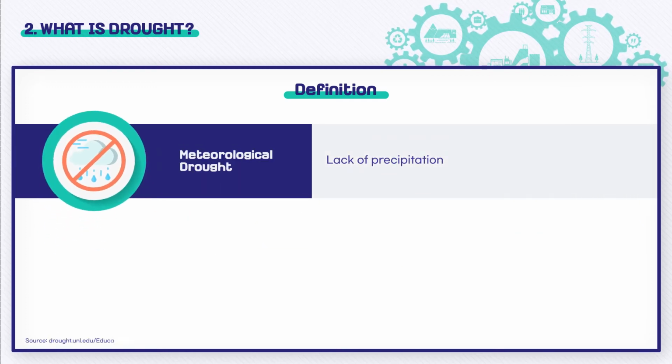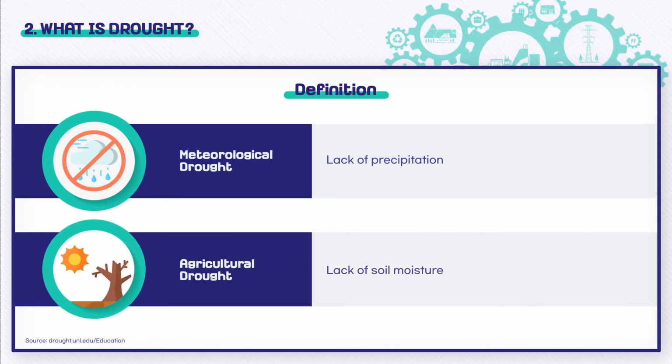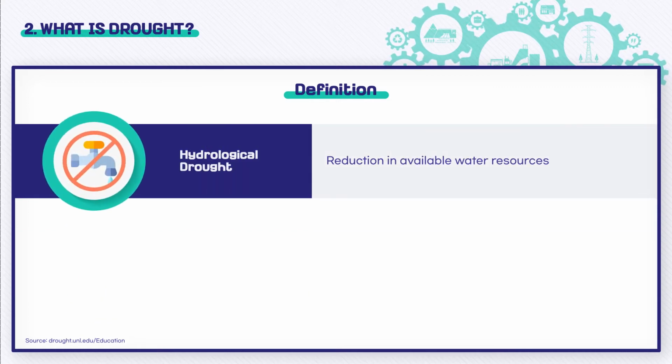The first type is defined as meteorological drought, which refers to a lack of rainfall. Second is agricultural drought, which refers to crops damaged by insufficient soil moisture that is essential for crops, forests, and grasslands to grow. The third is hydrological drought, which refers to drought caused by a reduction in available water resources, such as river flows, reservoirs, lakes, and groundwater, which are used to supply residential and industrial consumers.